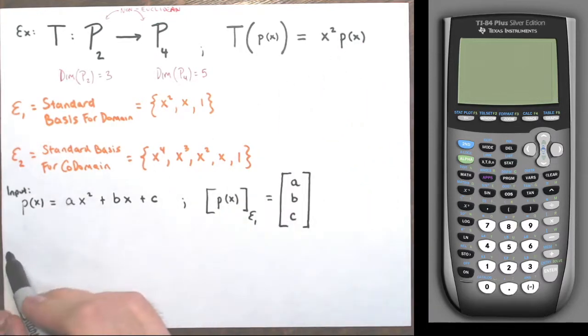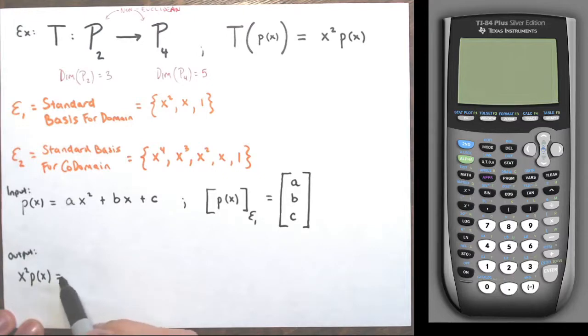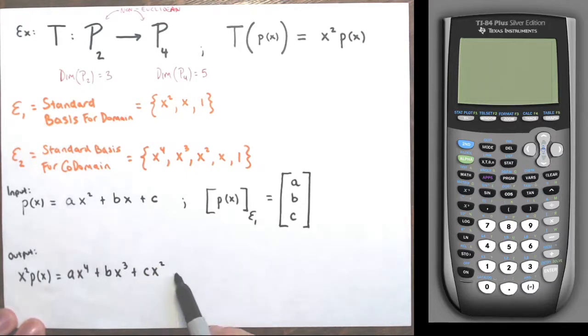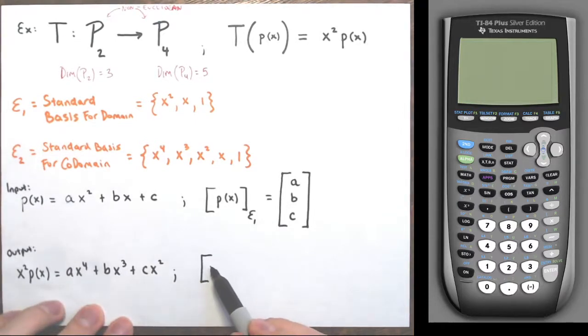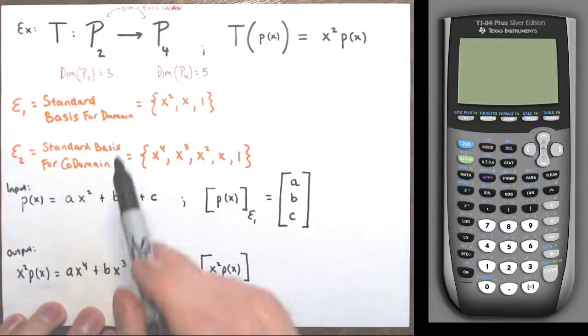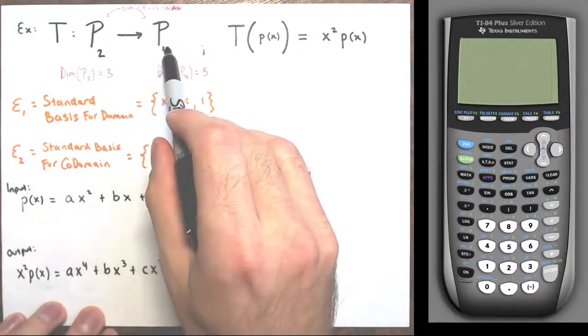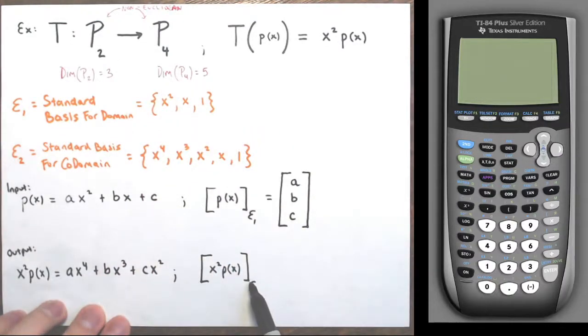And then for the output, do the same thing. The output is x squared times P of x, which, if I multiply this polynomial by x squared, is simply a times x to the fourth plus b times x to the third plus c times x squared. Now I'm going to convert this to its coordinates. What's the coordinate vector for x squared times P of x, the coordinate vector for the output? The output is from P4, the codomain, so we write the coordinates with respect to the basis E2, the standard basis for the codomain.